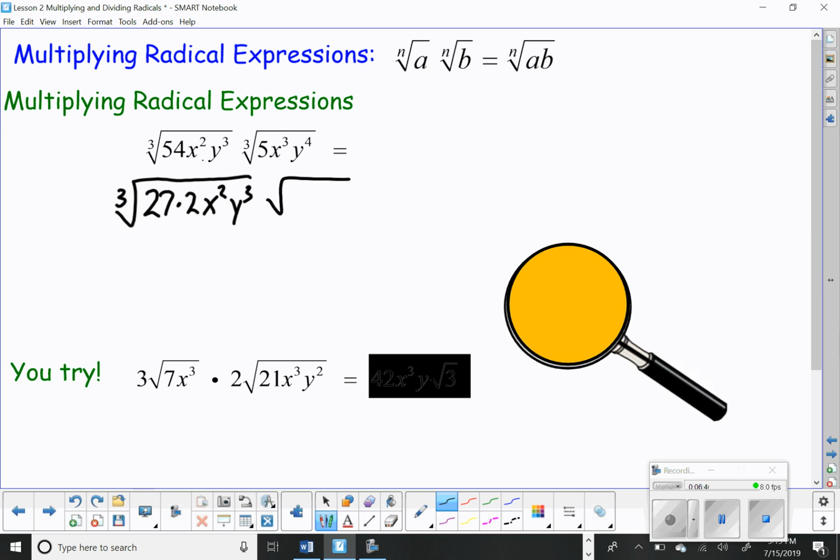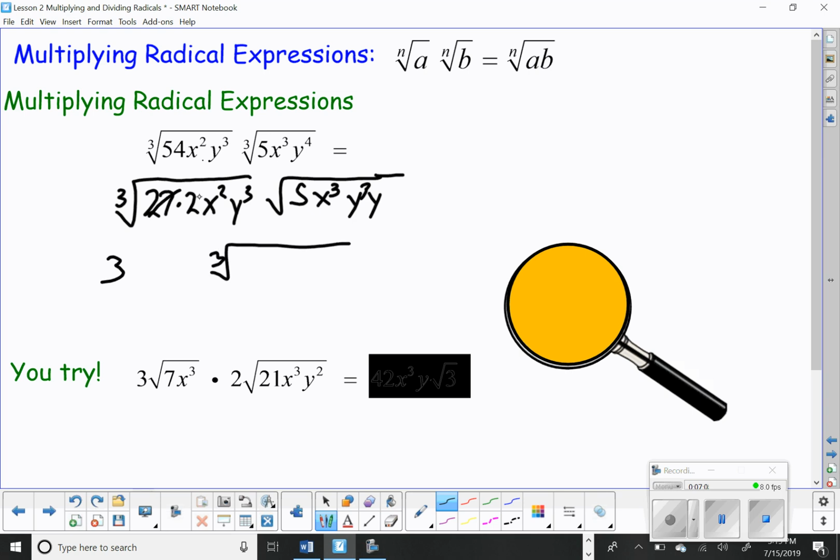Over here, I've got the square root of 5x cubed. And then I'm going to make this y cubed y. Why? Just because this way it's broken up into perfect cubes. Now, the cube root of 27 is 3. I'm going to leave my little cube root over here.